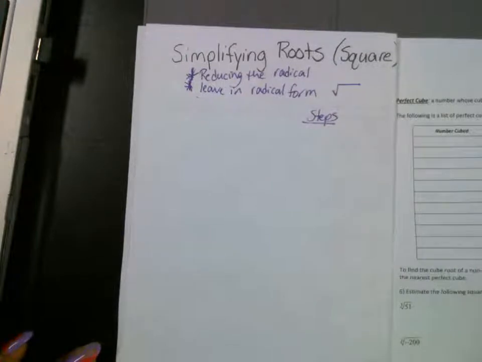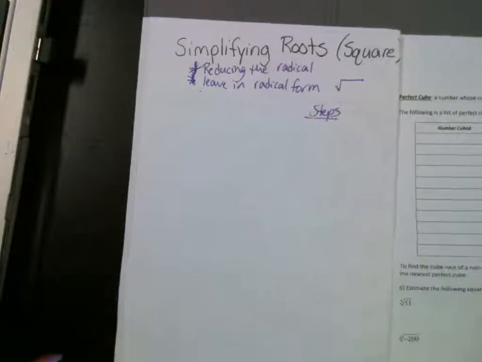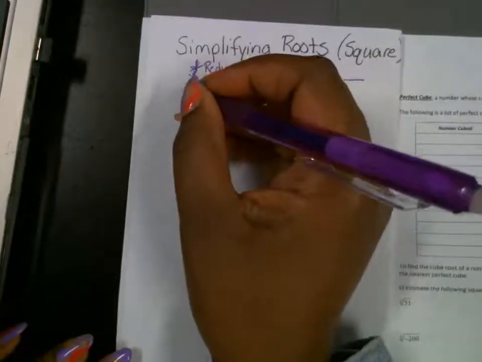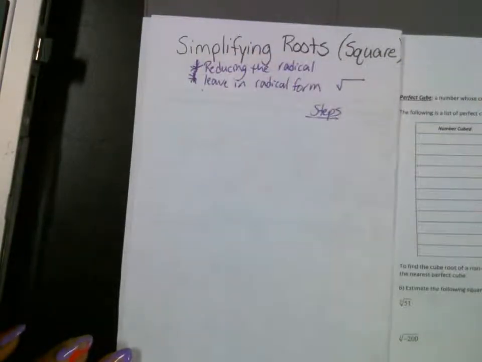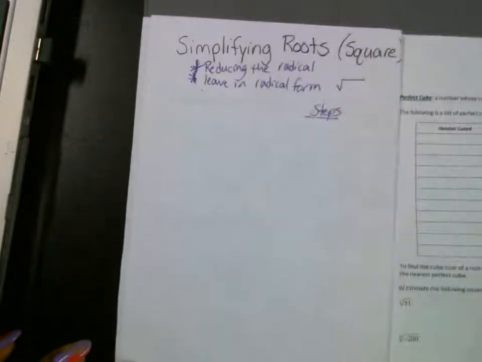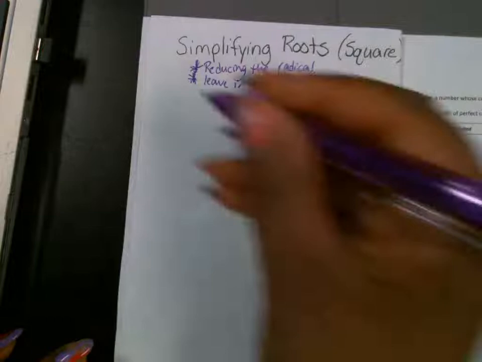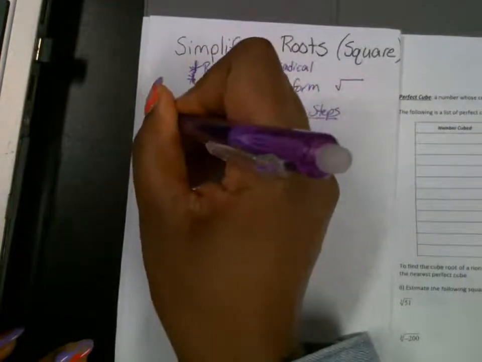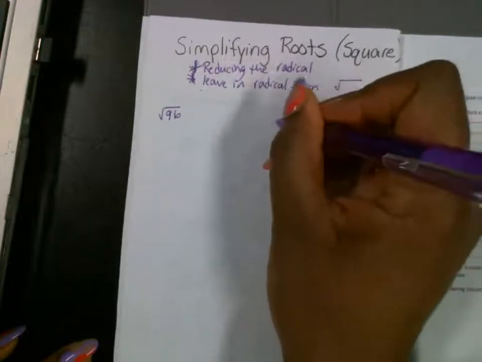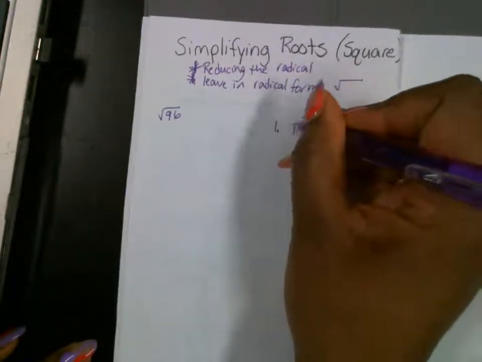Okay, good people. I'm going to do the examples that are on this page. I'm going to do a couple, and then you're going to do the others on your own. All right, so let's do square root 96. So your first step is to draw a factor tree.